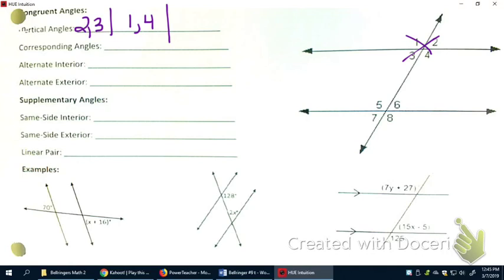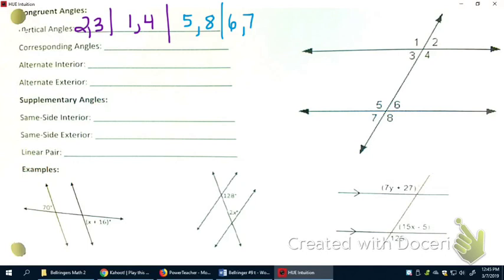Can you tell me another one? 5 and 8. 6 and 7. Now somebody said 1 and 2. Are 1 and 2 across from each other? See, 1 and 2 are beside each other, so that's different, okay? 1 and 2 are just linear pairs, and they are not vertical because they have to be directly across, okay?